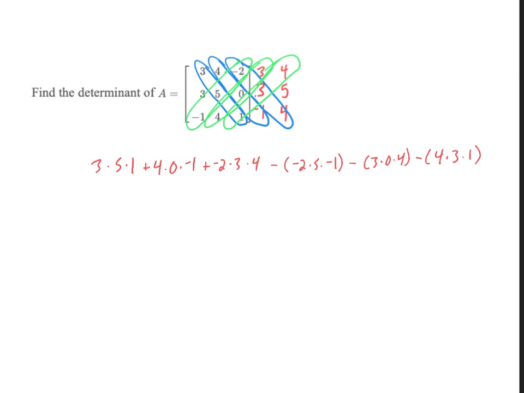So 3 times 5 times 1 is 15, plus 0, plus 2 times 3 times 4 is -24, minus 10, minus 0, minus 12. So if I find the sum of this stuff, then I will have the determinant of this matrix. So -24, -10, -12, that's -34, -46, plus 15, -31 is the determinant of matrix A.